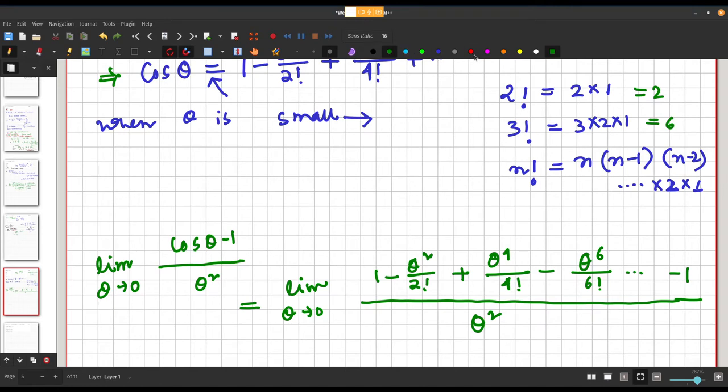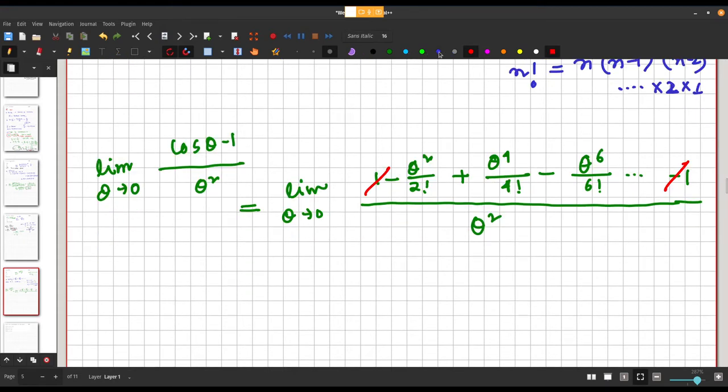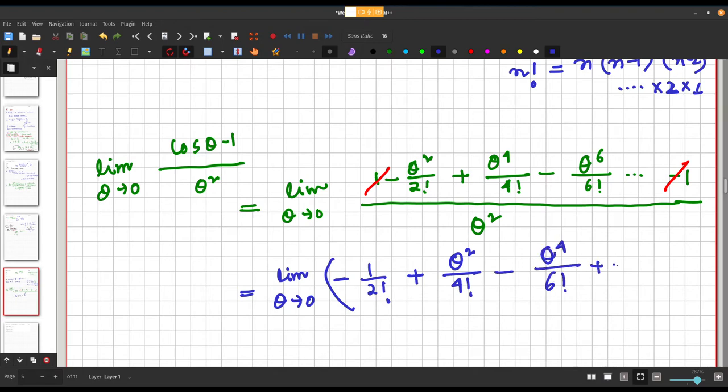Now we can see that the ones will get cancelled out, and we can write this as limit theta tends to 0 of minus 1 by 2 factorial plus theta square by 4 factorial minus theta to the power 4 by 6 factorial and so on. So what I've done is I have cancelled out theta square on both the numerator and denominator.